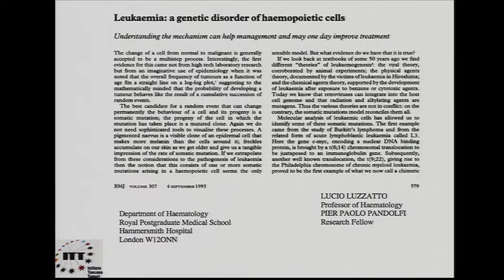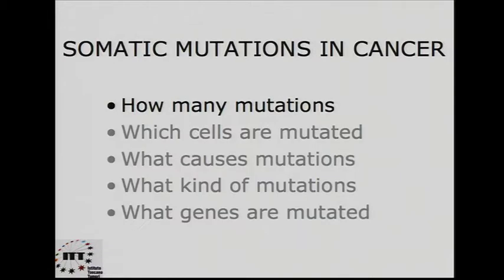So it was already more than 20 years ago when we said leukemia is a genetic disorder of hematopoietic cells. I remember that at the time, the British Medical Journal told me, well, that sounds like a very bold statement, and I insisted upon it. Now it looks like it's commonplace. It's obvious. So what do we need to know about somatic mutations in cancer? How many? I've already stuck my neck out on that.